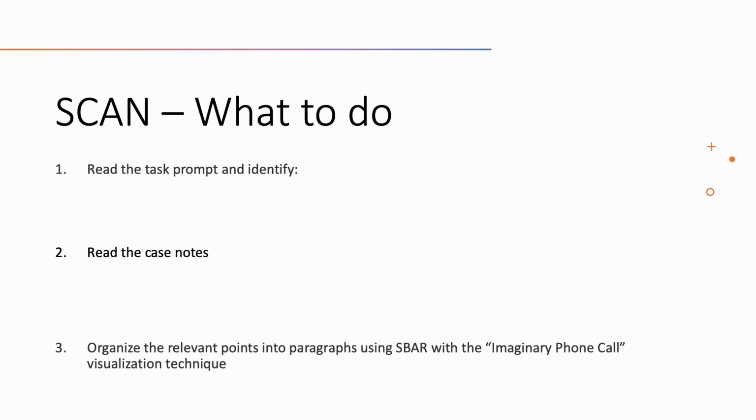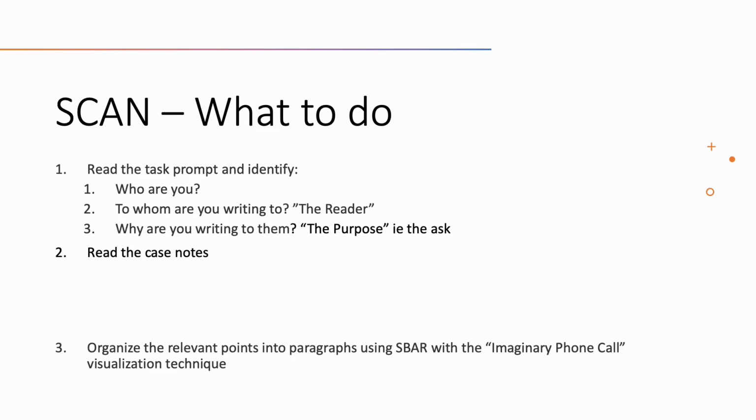So what do you do in scanning, the first part of this 4-part strategy? Well, there's 3 things you mainly need to do. And the first part is reading the task prompt and identifying the following. Who are you? And then, to whom are you writing to? This is referred to as the reader by the assessment criteria. And then finally, why you're writing to them, or the purpose as it's referred to.